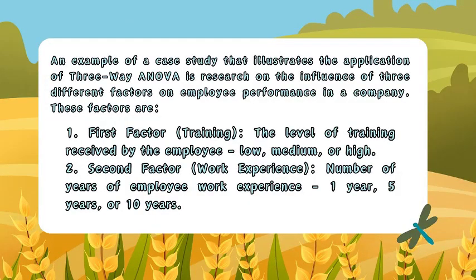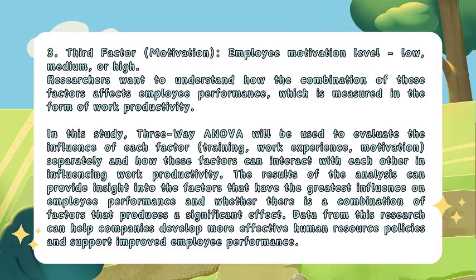An example of a case study that illustrates the application of three-way ANOVA is research on the influence of three different factors on employee performance in a company. These factors are: first factor is training, the level of training received by employees: low, medium, or high. Second factor is work experience, the number of years of employee work experience: 1 year, 5 years, or 10 years.